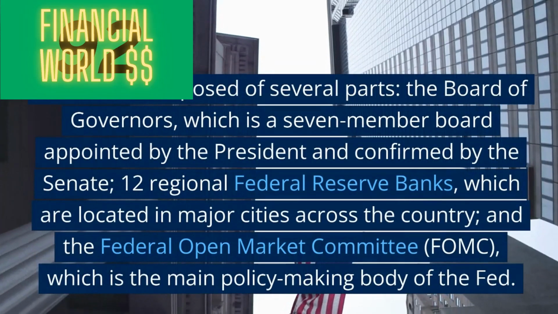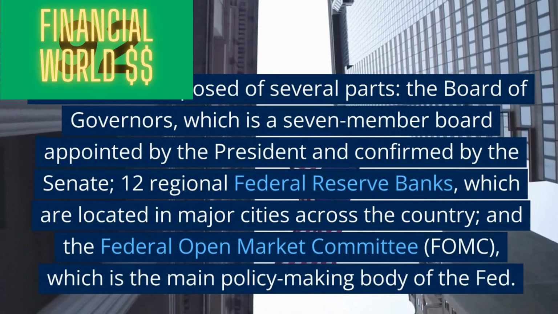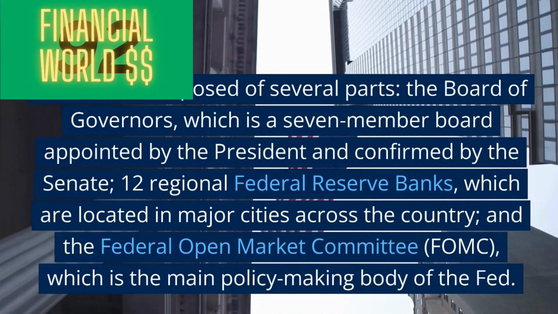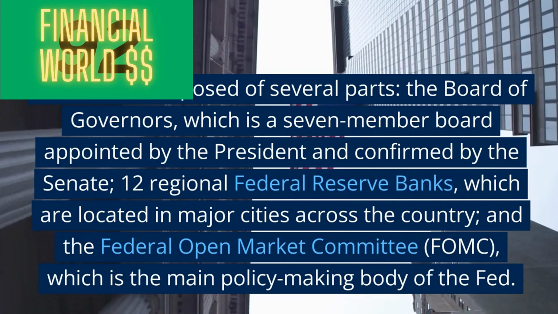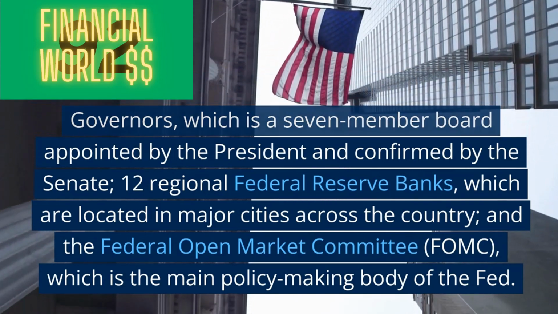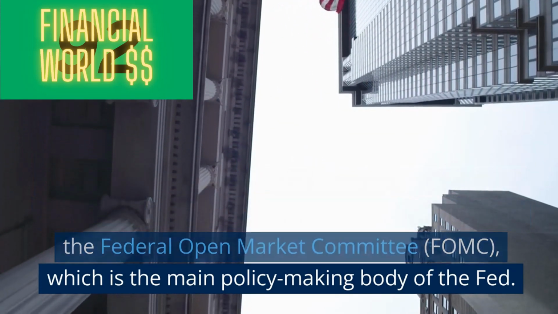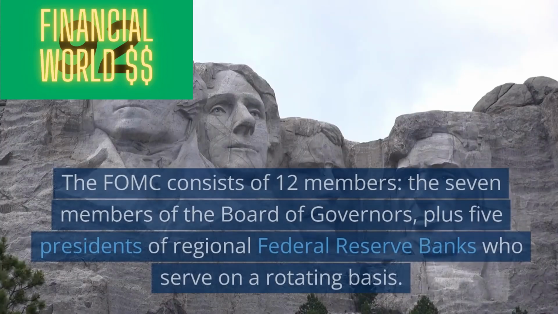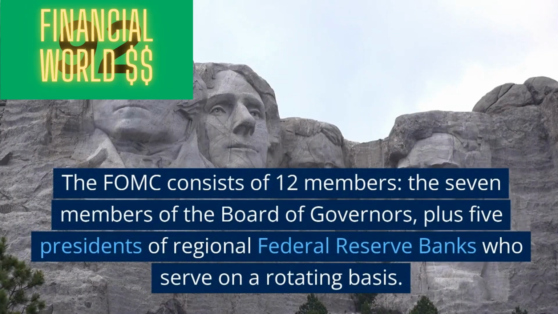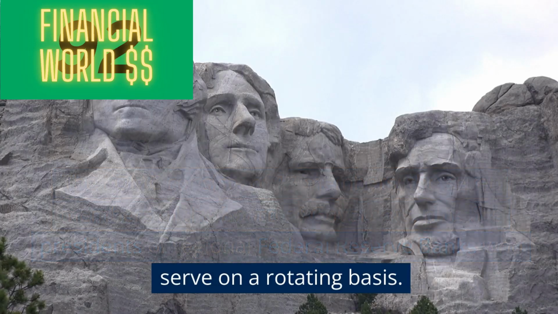The Fed is composed of several parts: the Board of Governors, which is a 7-member board appointed by the President and confirmed by the Senate, 12 regional Federal Reserve banks, which are located in major cities across the country, and the Federal Open Market Committee, FOMC, which is the main policymaking body of the Fed. The FOMC consists of 12 members, the 7 members of the Board of Governors, plus 5 presidents of regional Federal Reserve banks who serve on a rotating basis.